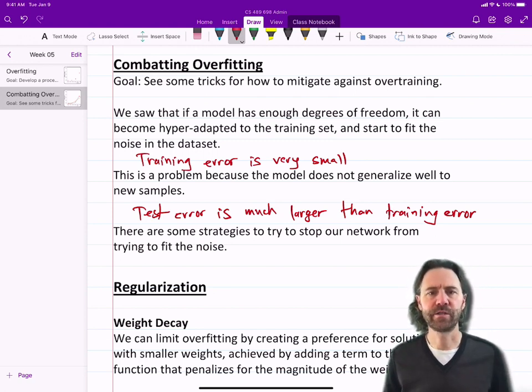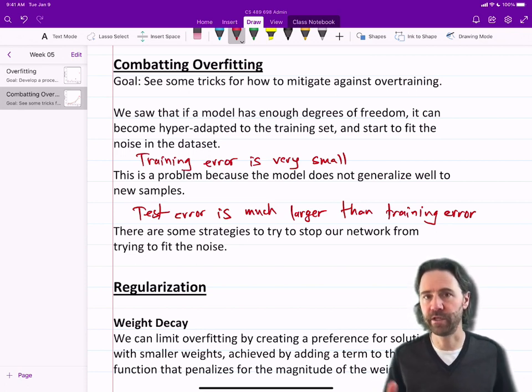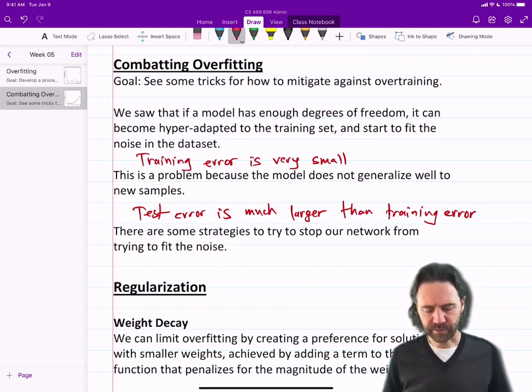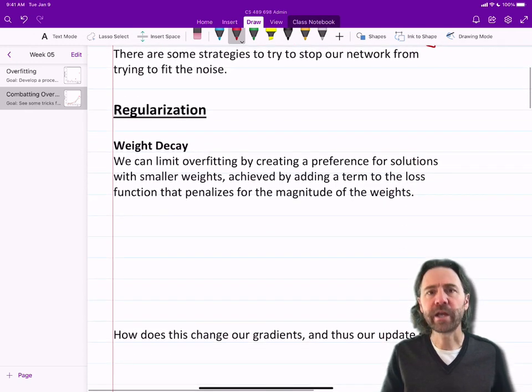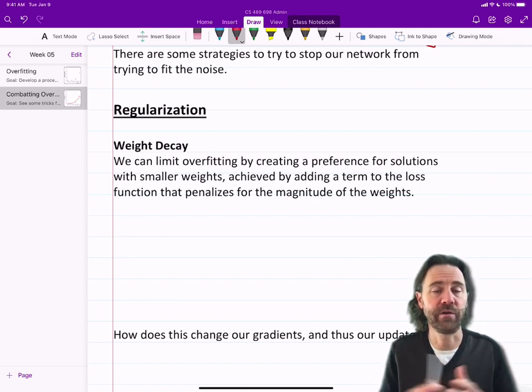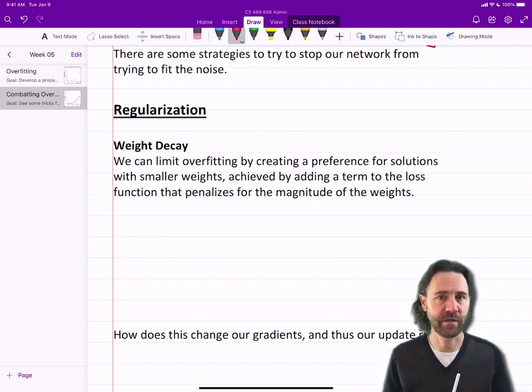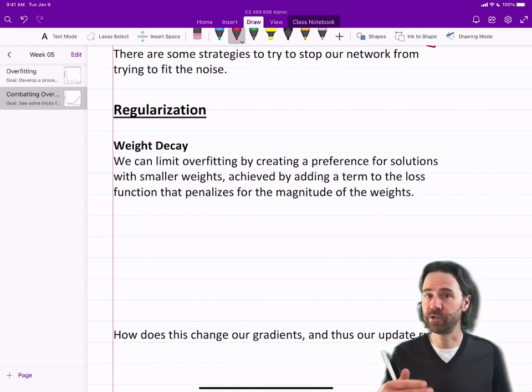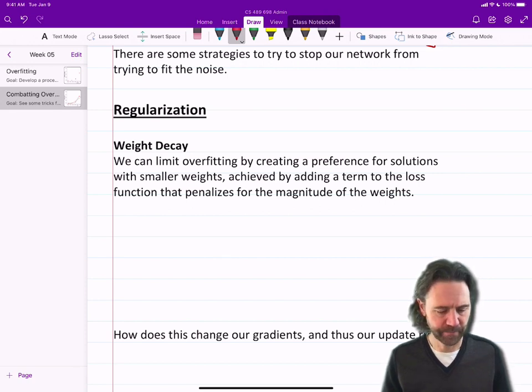So there are some strategies to try to stop our network from trying to fit that noise in the training set. The first one I want to talk about is regularization. So you might have heard of regularization in the context of other courses and other optimization problems. So we're going to talk about one that leads to what we call weight decay.